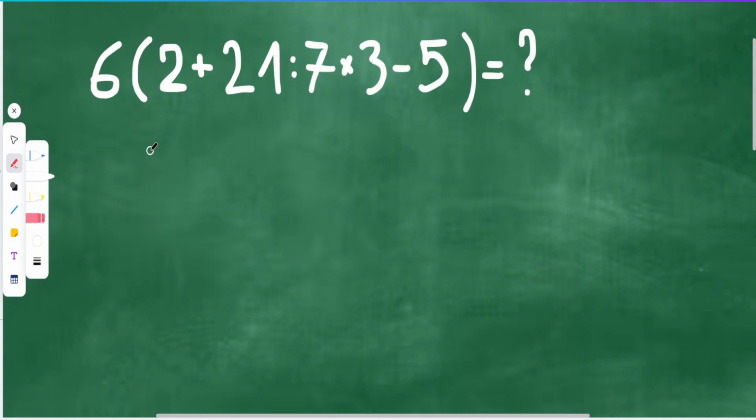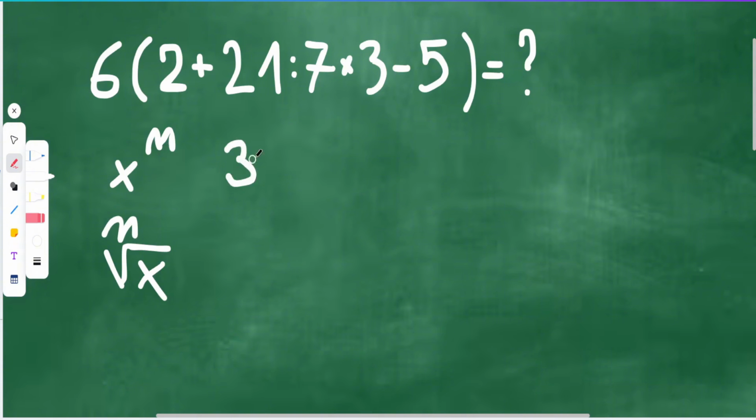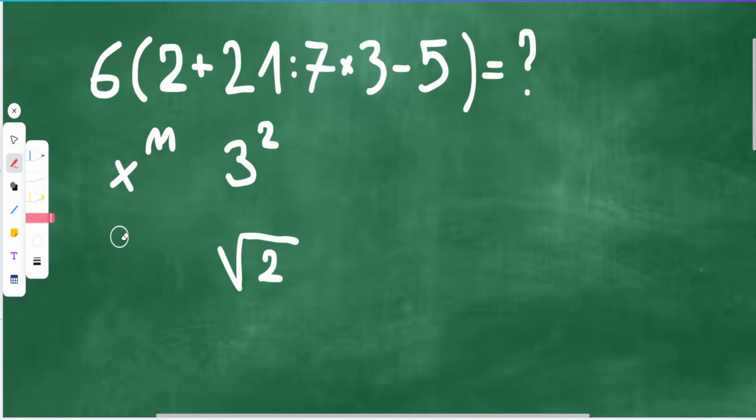So if we already know that, we can go further. In the next order, there are so-called powers, exponentiation, and roots, root extraction. For example, x to the nth power. That is, let's say 3 squared, and the nth root of this degree with x. For example, the second degree square root of the number 2. If we look at it, in our task, we don't have anything like that to do at the moment.